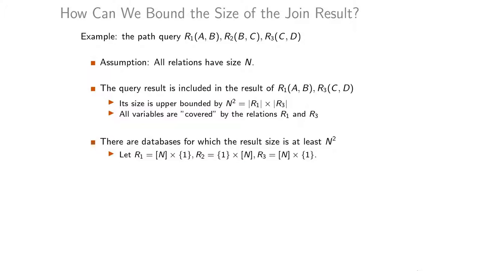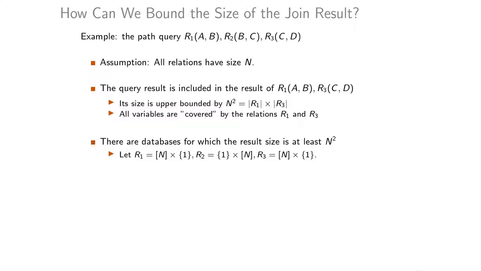And for this database, if you actually take the join, you will see that you will get a size of n squared, right? Why so? Because I have n A's which are paired with n C's, right? In all possible ways, okay? And it's quadratic.